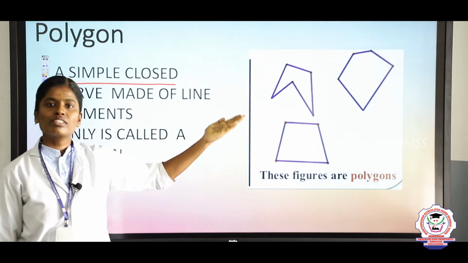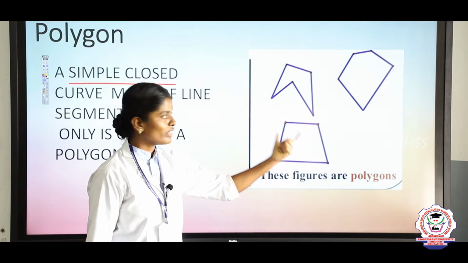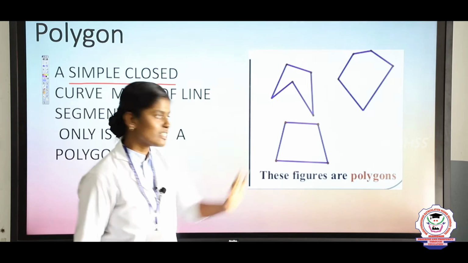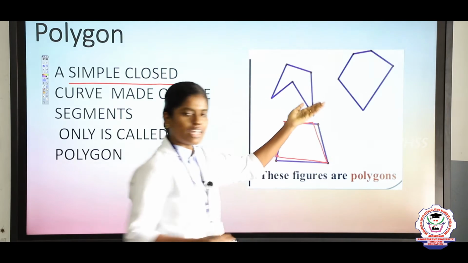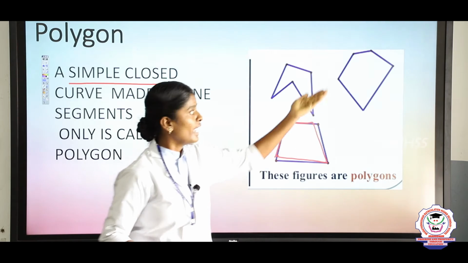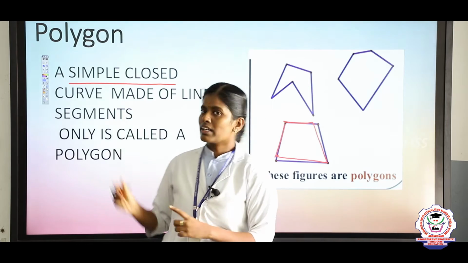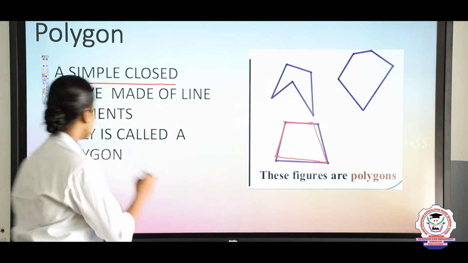So, here we have some more examples of polygon. See, listen here children. We have the polygon. This polygon has only line segments. So, 1, 2, 3, 4. In this example also we have the line segments. So, our first topic is polygon.